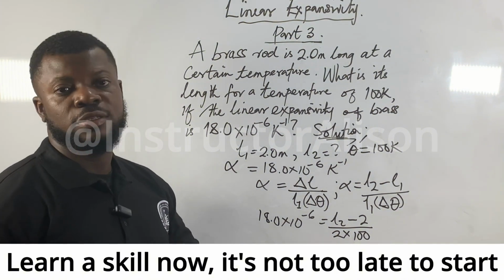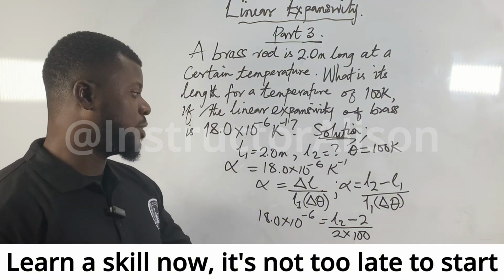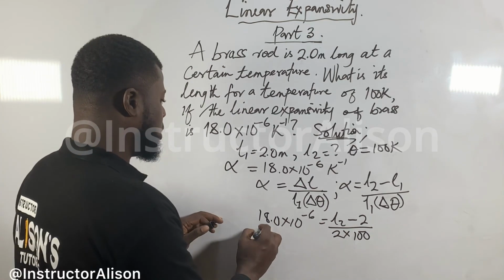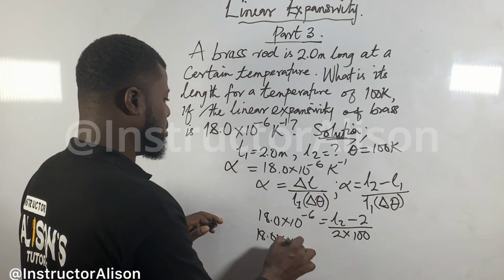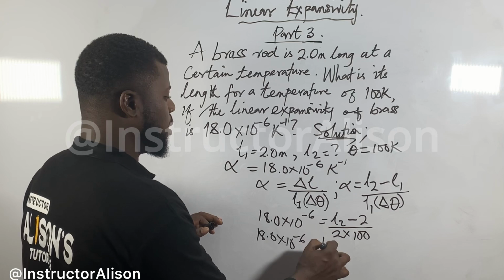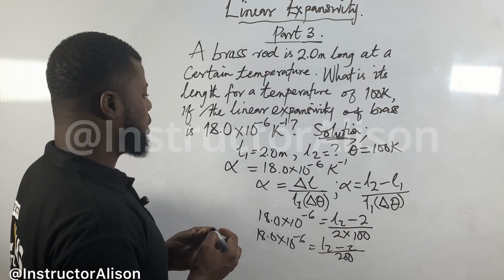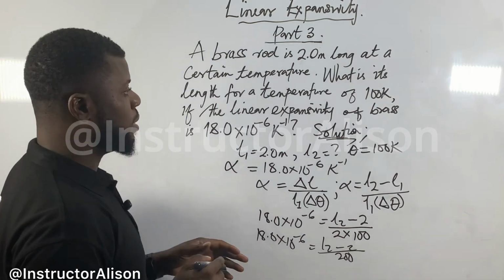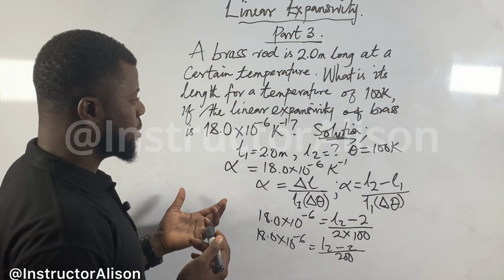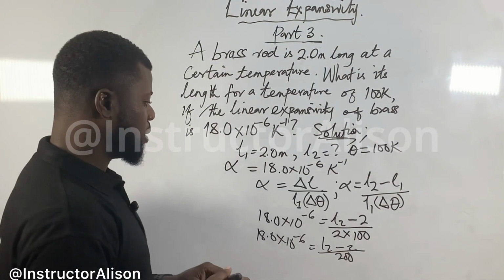So from here, if you solve, first multiply this one: 2 times 100 will give you 200. So what you get is 18.0 times 10 to the power of -6 equals L2 minus 2 over 200. So what do you do next? It is simple. Let us use the next space to finish it.